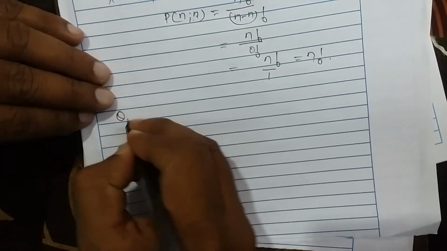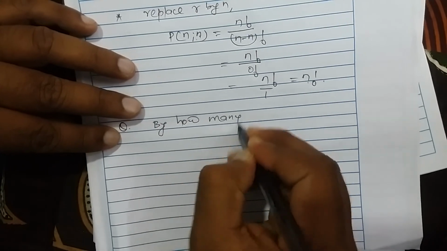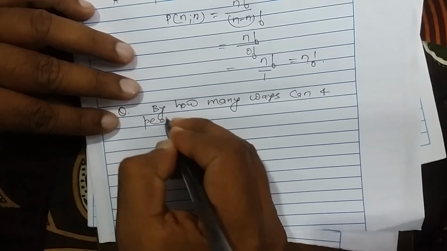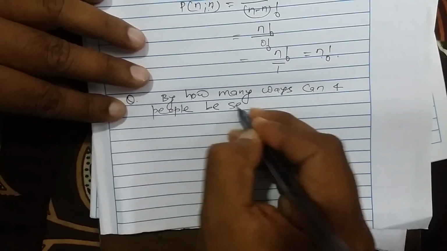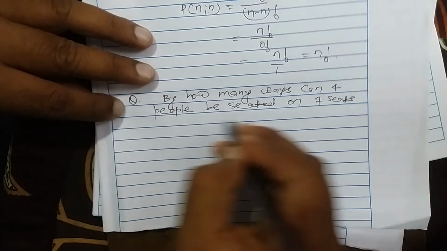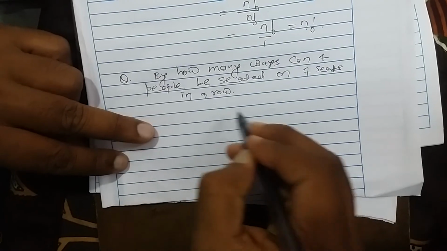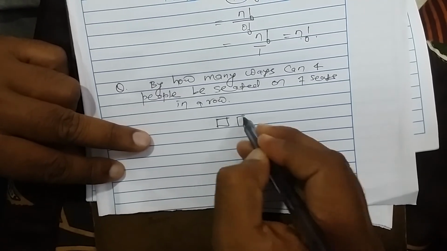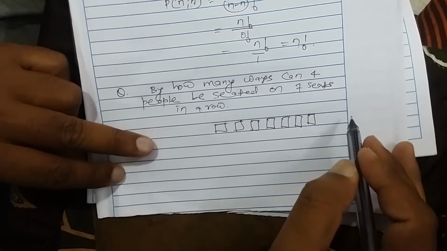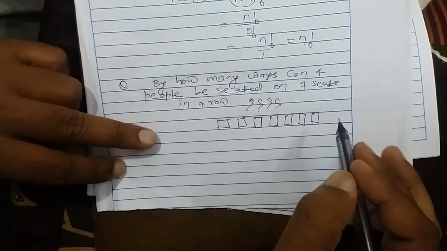The first question is, in how many ways can 4 people be seated on 7 seats in a row. Actually, the question is quite clear. There are 7 seats in a row, 1, 2, 3, 4, 5, 6, 7. And how many people are to be seated? 4 people, 1, 2, 3, 4.